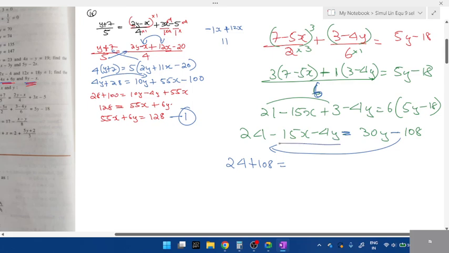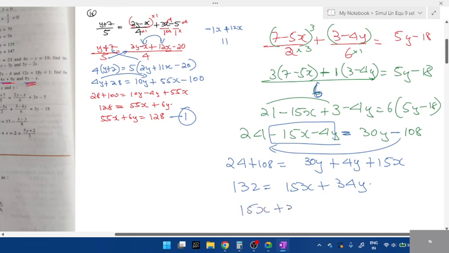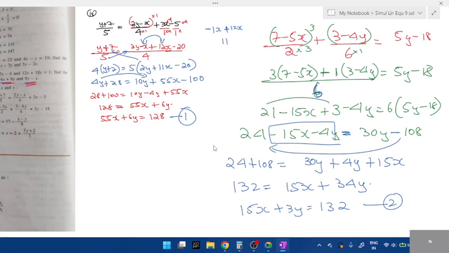Right? And can you see x and y both are negative? So shifted to the other side becomes plus. No, I'll write y first. Plus 4y plus. So you get 132 is equal to. I'll write 15x first. Plus 30 plus 4 is 34. If I rearrange this, I'm getting 15x plus 34y is equal to. For homework, I want you all to solve both the equations and find x and y. Clear?